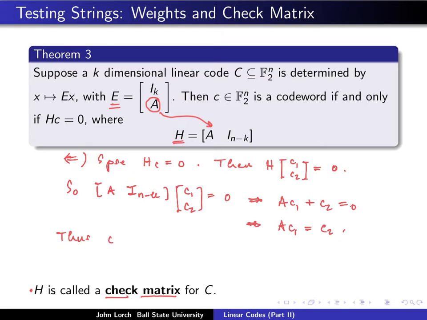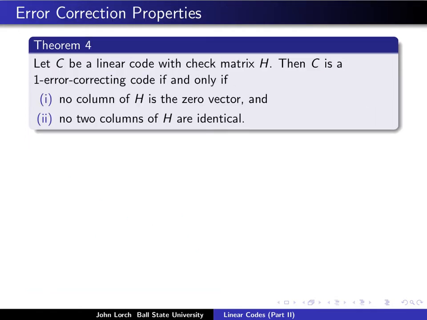Thus, this C is C1 atop A times C1. But guess what? That's the same as E times C1. So this C is indeed a code word, right? Because it's a linear combination of the columns of E. So the check matrix for a code is an extremely useful gadget.